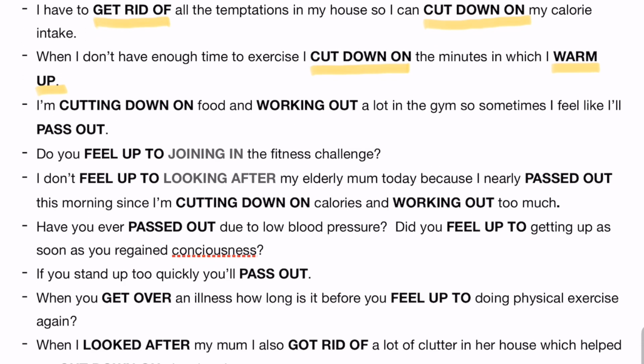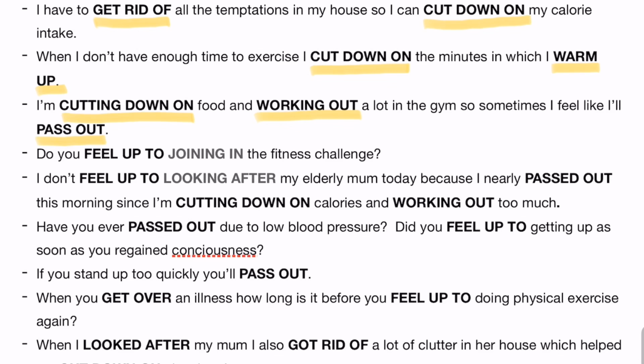I'm cutting down on food and working out a lot in the gym, so sometimes I feel like I'll pass out. So I'm reducing the food I eat and I'm doing more exercise, and as a result I could faint.